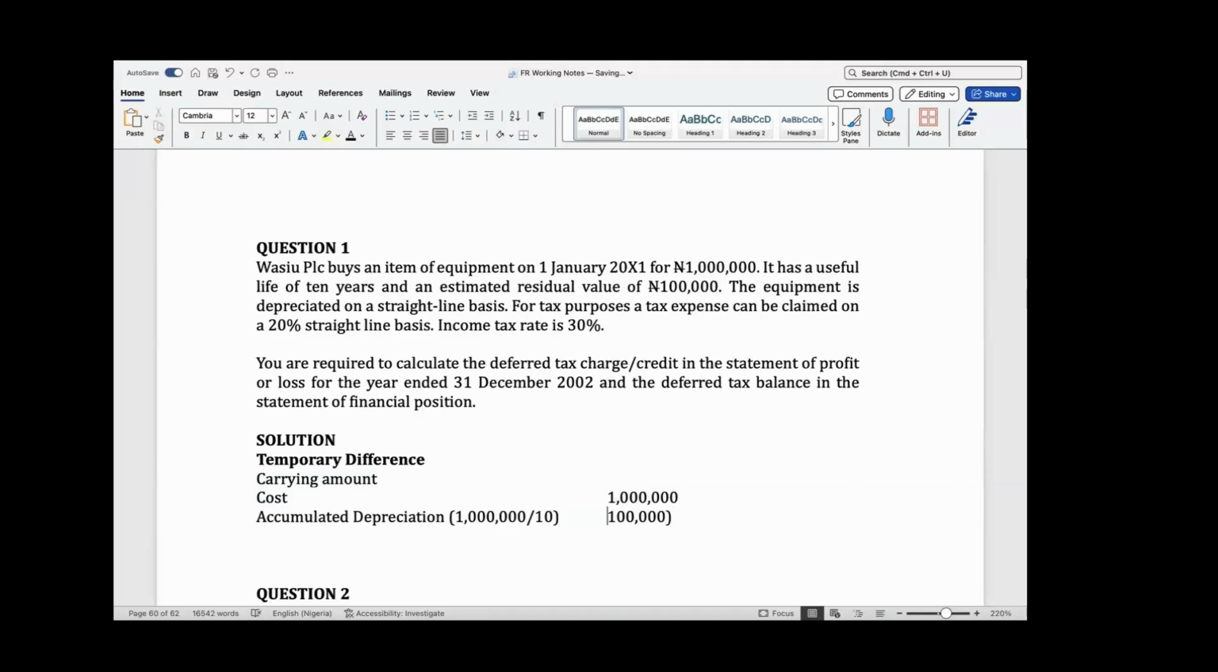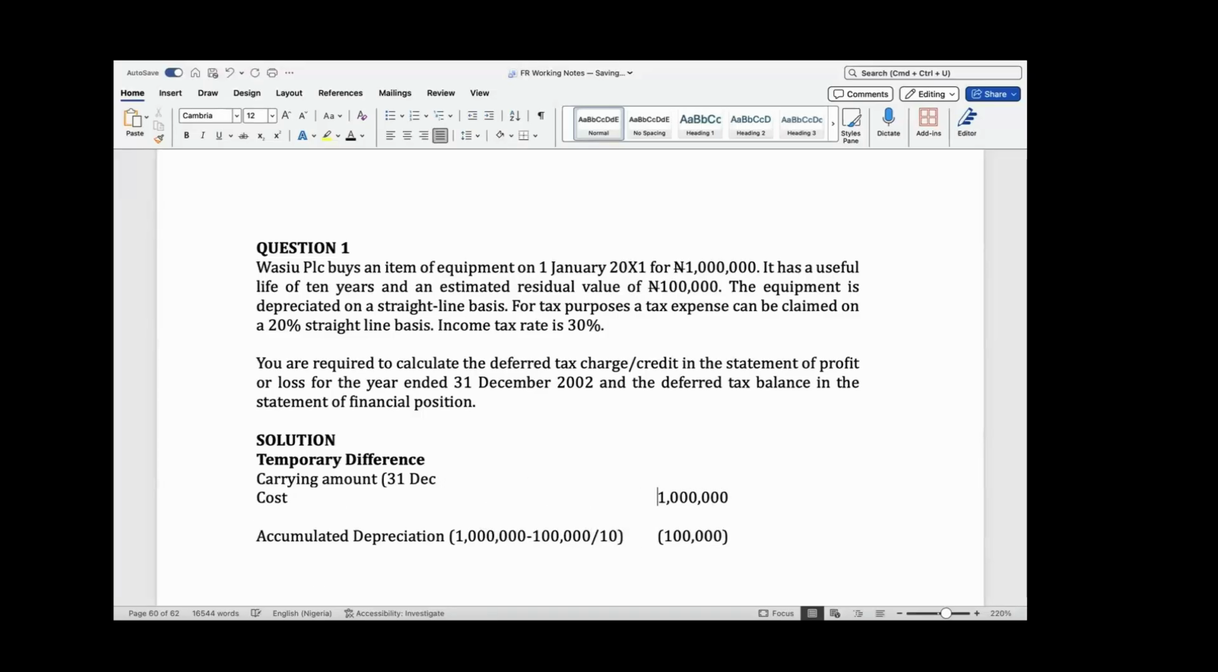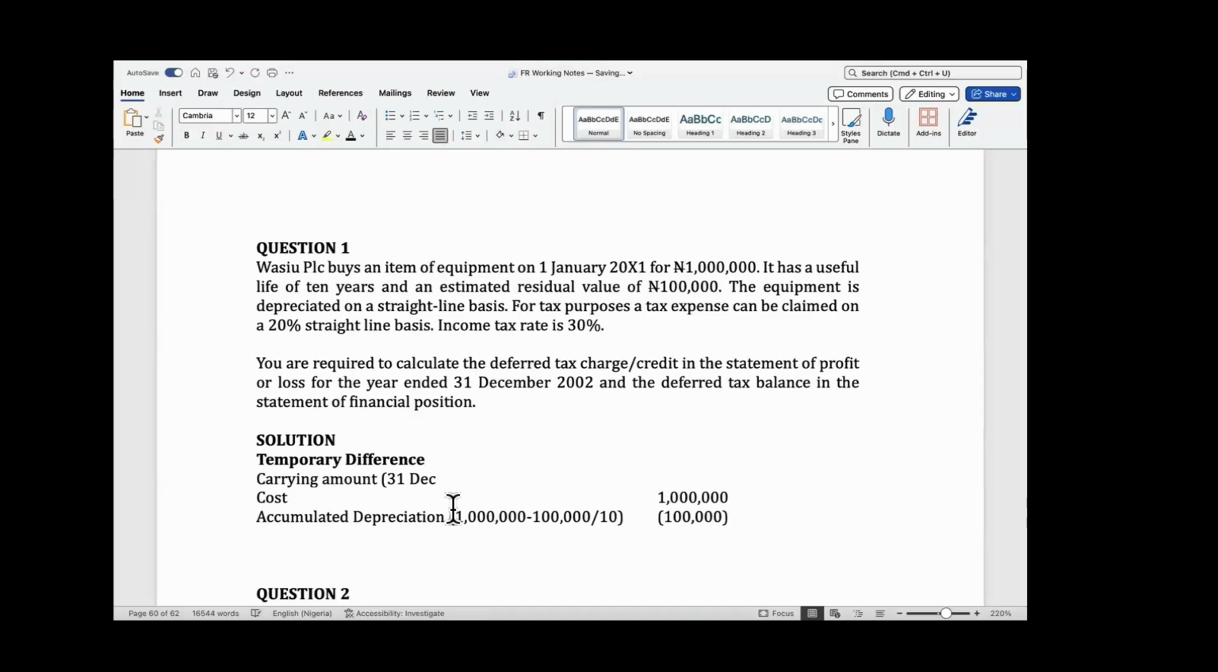Now, I will get my carrying amount at the end of the year. Is there a residual value? Yes, there is actually. There is a residual value. So now, what would this give me? It gives me 90,000, right? 90,000 as my accumulated depreciation at the end of 2001.